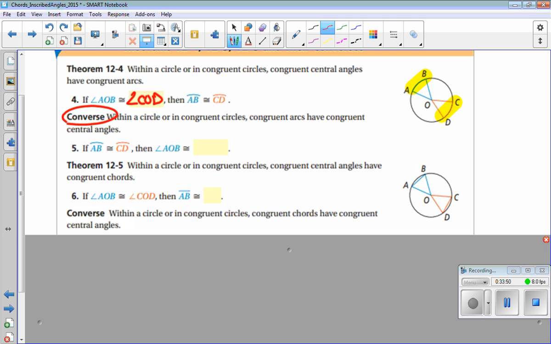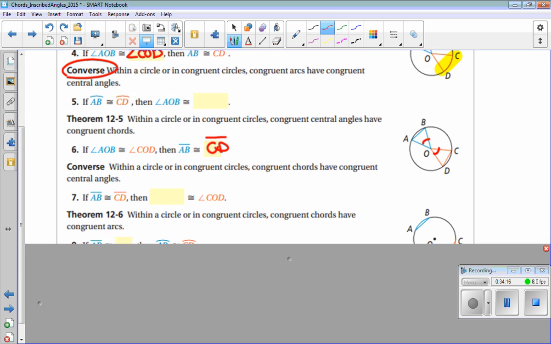If angle AOB and COD are congruent, so if these angles are congruent, then what must AB, the segment now, not the arc, but segment AB, what must it be congruent to? Segment CD. Again, common sense, don't you think? Nothing really unusual yet.